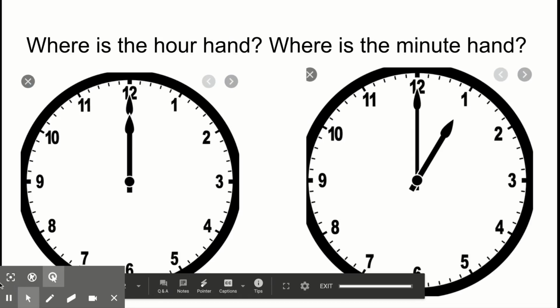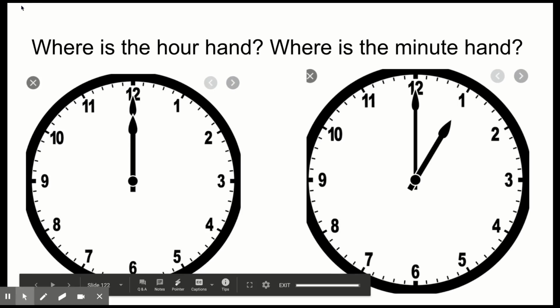Let's take a look at these two clocks. Remember that when we compare the 12 o'clock hand with the 1 o'clock hand, only the hour hand has moved. But in order to get from 12 o'clock to 1 o'clock, the minute hand had to move all the way around the clock. Let's keep going.